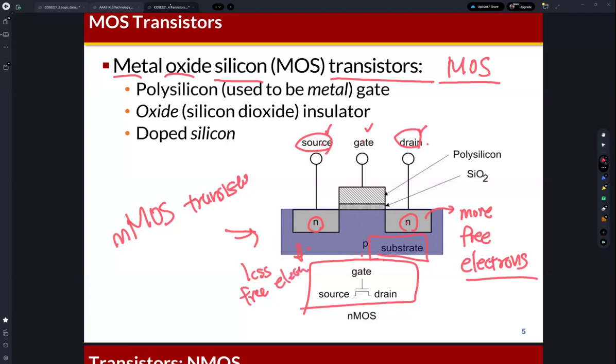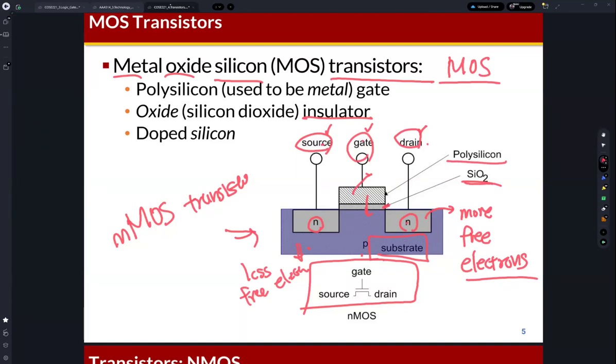Then how about the gate? Gate node is here, right? And then the gate is connected to the polysilicon. It's a kind of conductor. But although this is a conductor, we can find the silicon dioxide. Silicon dioxide is an insulator. Okay? So, because there is an insulator, the electrons cannot pass through the gate to the p-type substrate, okay? Because this is the insulator.